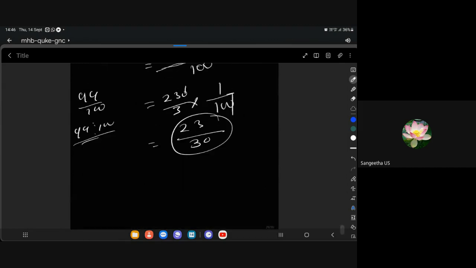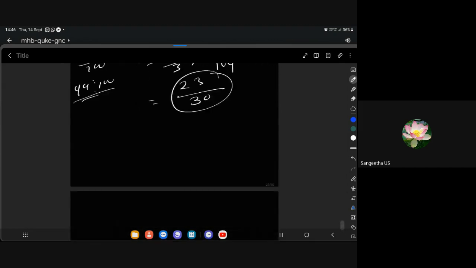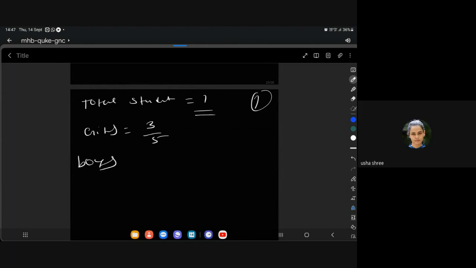Another method you can apply. Instead of 100, you can assume 1. In case of fractions, 1 is the full number. So if you consider that total student is equal to 1, a second procedure, then girls is equal to how much? They have told 3 by 5. So obviously it will be 3 by 5 only. And boys, how much? Out of 1, so 1 minus 3 by 5, it will be 2 by 5.